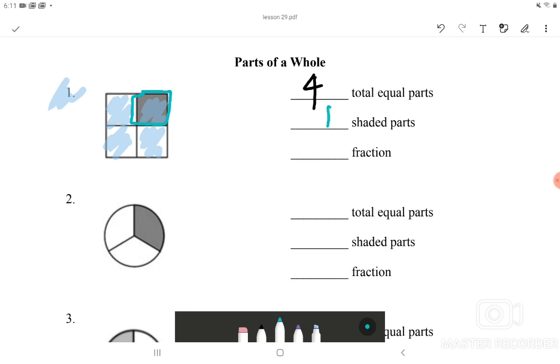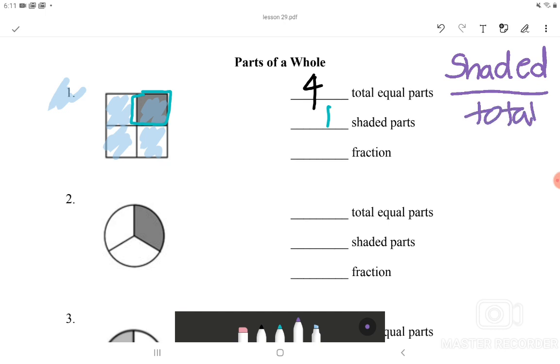And then after that, it asks for a fraction. For this type of question, you have to remember in this section that it's going to be shaded parts over total. So for this question, number 1, the answer will be 1 over 4. Because 4 is the total equal parts, and 1 is the shaded parts.